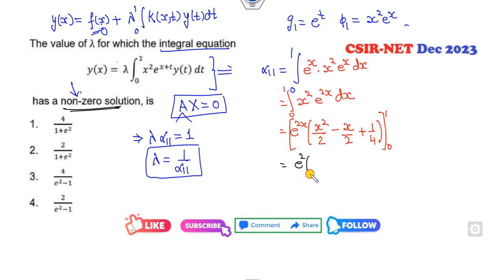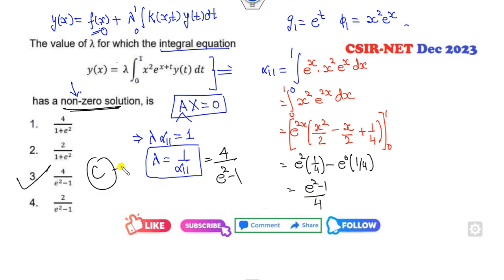So that means e raised to power 2 times (1 over 2 minus 1 over 2 plus 1 over 4) minus e raised to power 0 times 1 over 4. So that means e square minus 1 over 4. If you substitute here, you will get (e square minus 1) over 4 as the right answer. So basically you need to solve this integration in a couple of seconds.